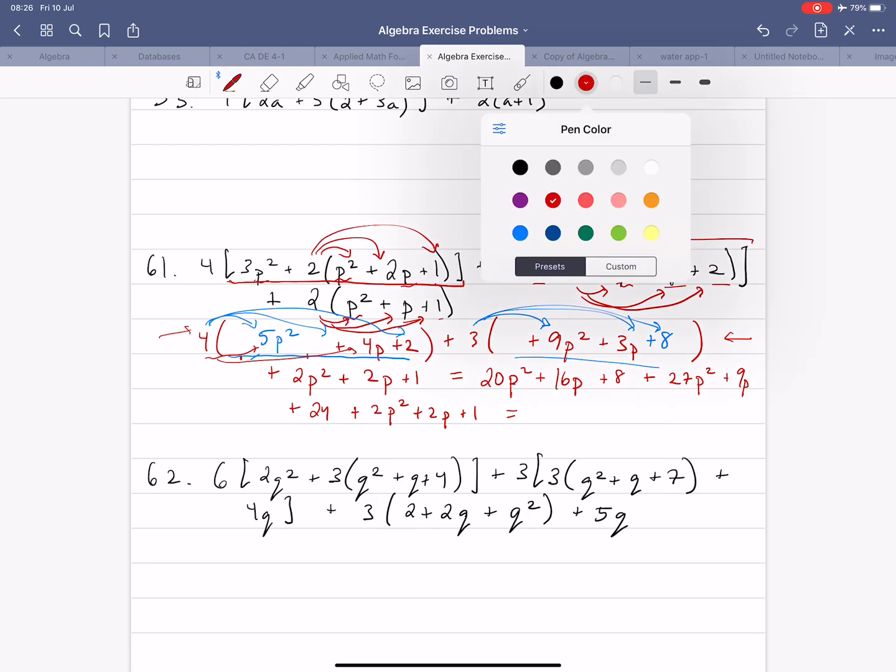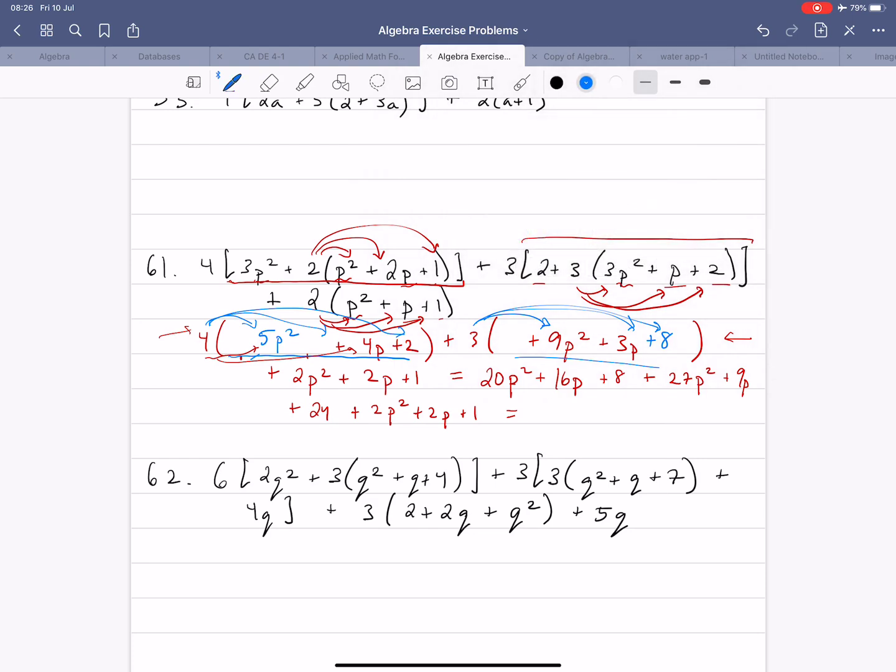So now, instead of doing this incredibly painstakingly, I'm just going to circle all my terms that have a p squared in them. And those are the first set of terms that I'm going to combine, right? And I'm just going to add the integer factor that's in front of the p squared terms. So 20 plus 27, 47, plus 2 gives me 49p squared.